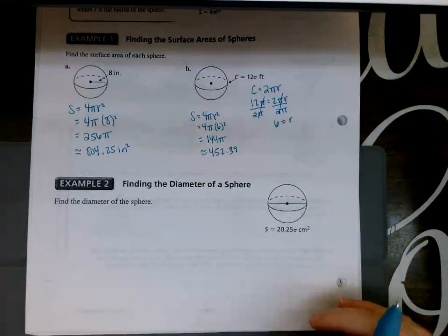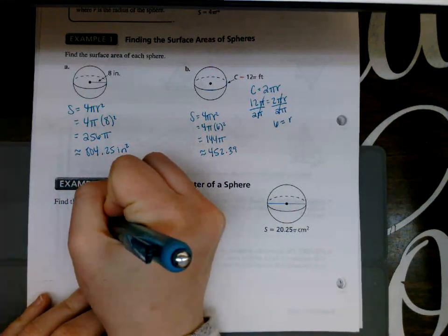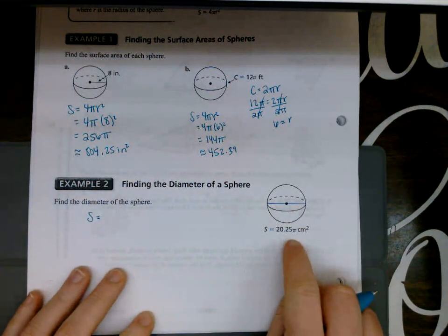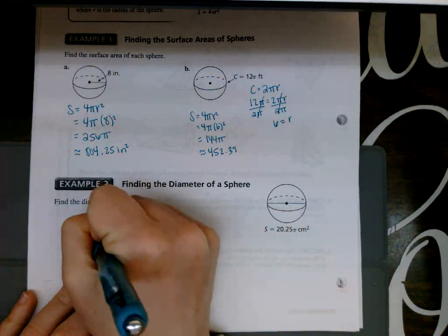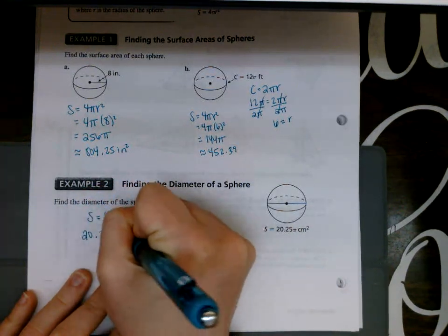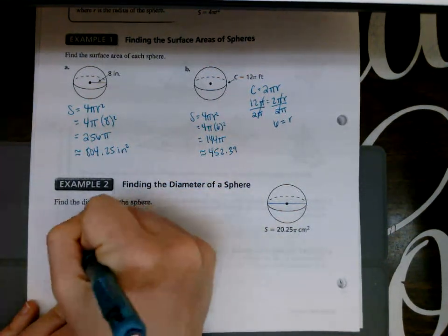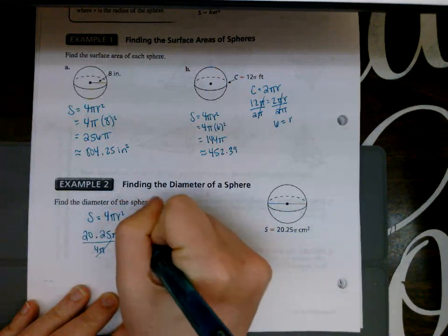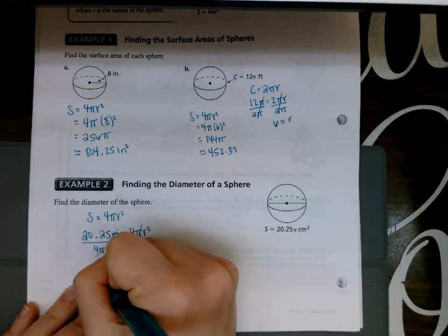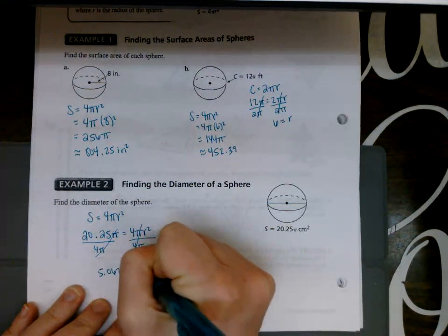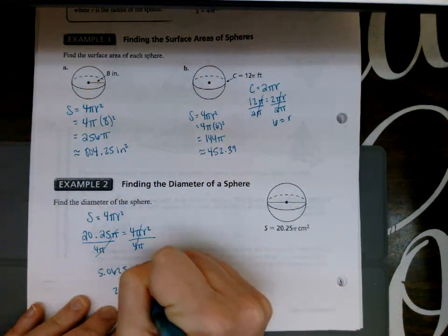Example 2, this is find the diameter of the sphere. So it tells you that the surface area is equal to 20.25 pi. And I know that surface area is equal to 4 pi r squared. So instead of capital S, I'm going to fill in 20.25 pi equals 4 pi r squared. I'm going to divide both sides by 4 pi. Again, my pi's cancel. So 20.25 divided by 4 leaves you with 5.0625 is equal to r squared. Take the square root of both sides and you get 2.25 is equal to r.